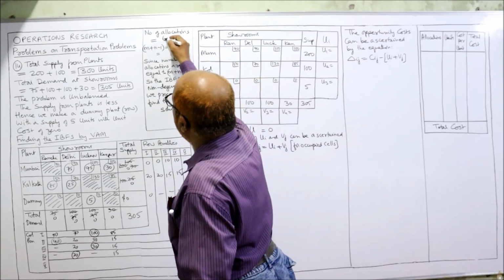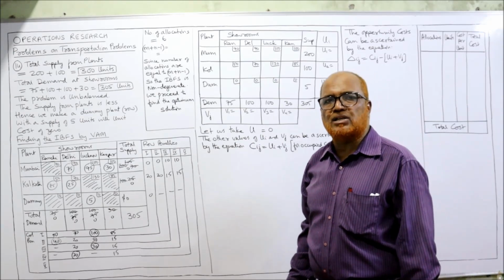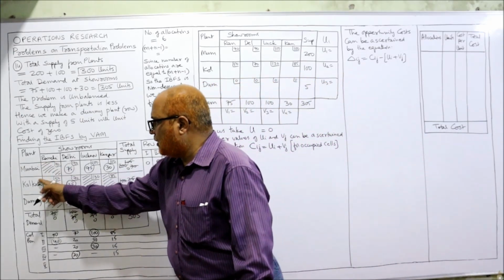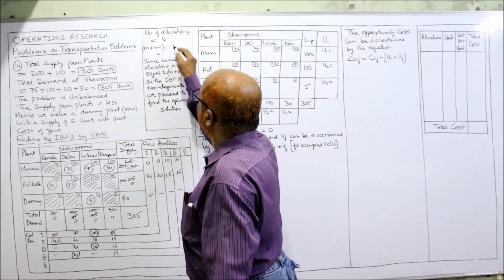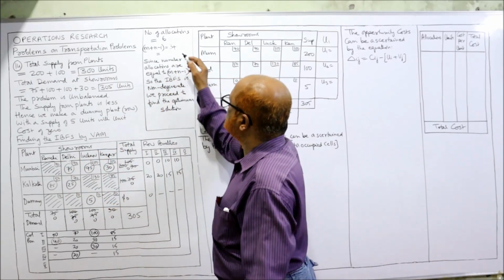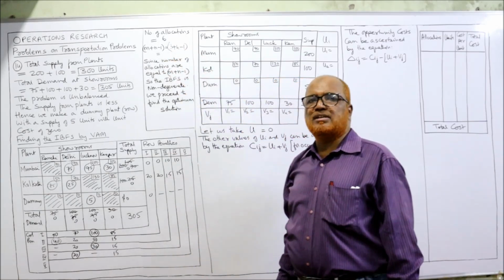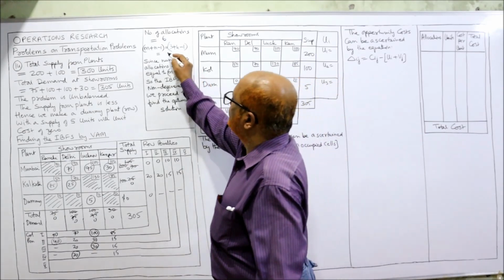Now here, m plus n minus 1. M stands for the number of rows, n stands for the number of columns. So 1, 2, 3 rows, plus how many columns? 1, 2, 3, 4 columns. So 3 plus 4 minus 1: 3 plus 4 is 7, 7 minus 1 is 6.